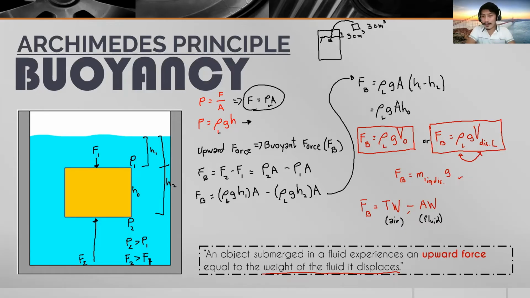Okay? So, ito lang yung equations na tatandaan natin. 1, 2, 3. Ito pwede din. Pareho lang naman sila, 4. Okay? So, let's have an example.